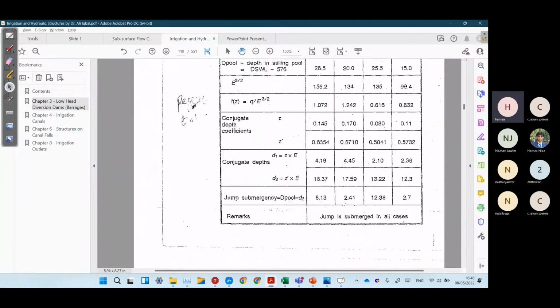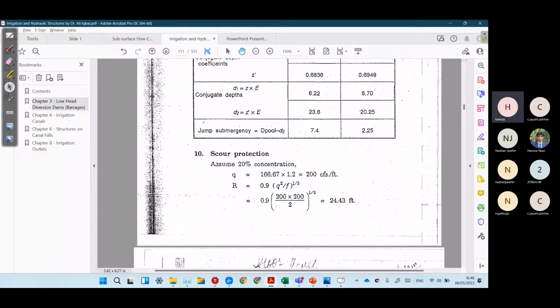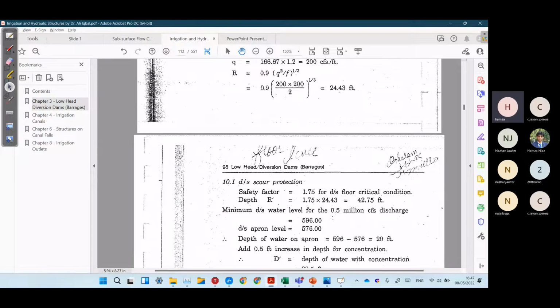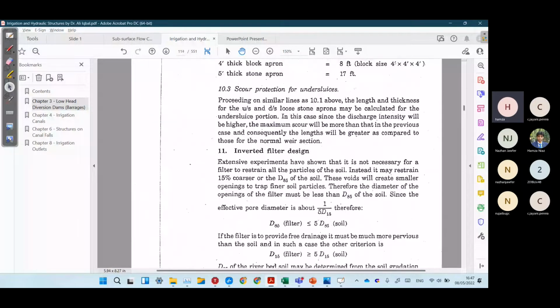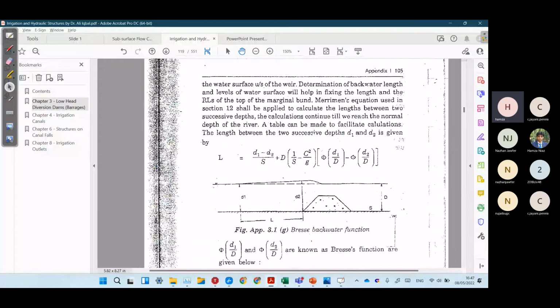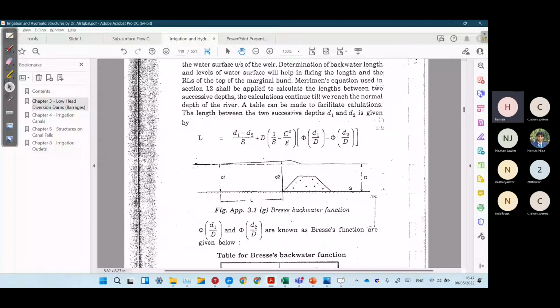So this was all the major question for surface flow. After this, there are small portions like scour protection. These are simple formulas. We have to memorize them and we can simply use them. The only difficult thing is this backwater curve, Bress's backwater curve, when we are designing these marginal bunds for our barrage. The other parts are simply formulas.